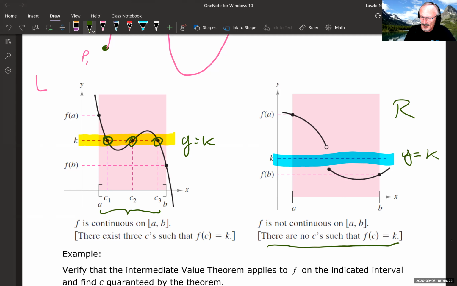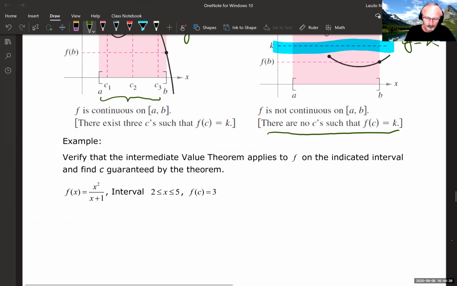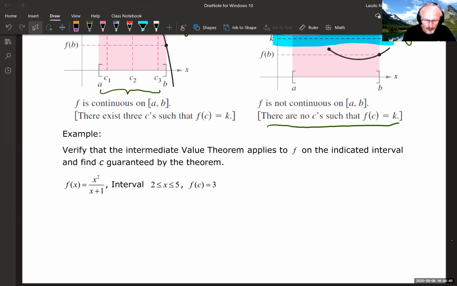Unfortunately, when we get into the meat of the problem, sometimes students are a little bit confused. So what we'll do is look at a very simple example that's more like a textbook example, and then we'll walk through a couple of actual AP calculus questions. So here's our first example, very textbook-like. Let's read the instructions. Verify that the intermediate value theorem applies to f on the indicated interval and find c guaranteed by the theorem. Okay.